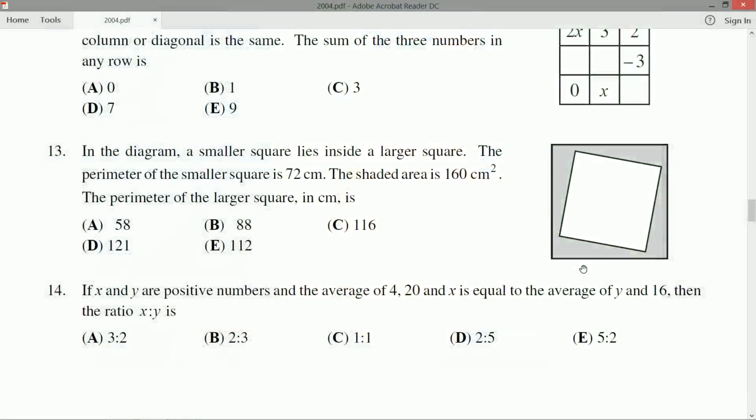We're going to be looking at another Cayley 2004 question in this video. It's going to be question number 13. Hopefully you've given that a bit of a shot, tried it out for yourself.